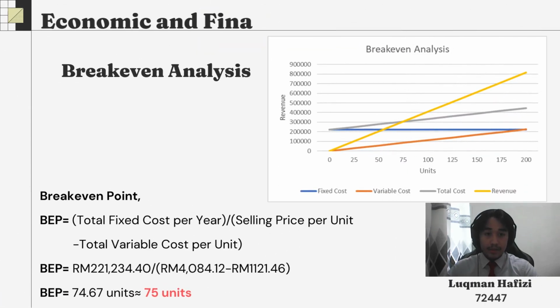Break-even analysis. The break-even analysis is presented in the graph shown above. In this part, I am calculating the break-even point for our production. The break-even point is the level of production or sales where the company's revenue is equal to its total cost. At this point, the company is not making a profit or a loss. The break-even point in the chart, as we can see, is equal to 75 units. So, the company needs to sell 75 units per year to cover the total fixed cost per year.